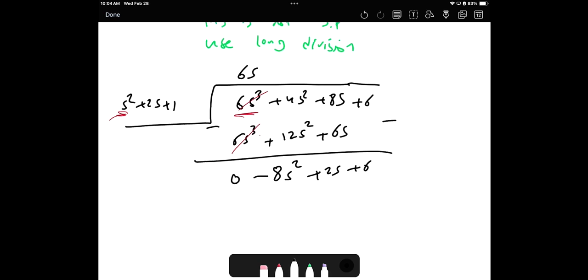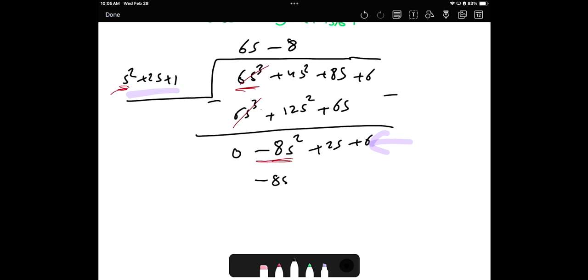Now, the next thing is, look, is this function strictly proper, or is this order lower than the order of the denominator? No. Then let's continue. How to continue the division? Look at the highest order, negative 8s squared divided by s squared, it will be negative 8. Now let's do negative 8 times this function. Negative 8 times s squared, negative 8s squared, negative 8 times 2s, negative 16s, negative 8 times 1, negative 8. Then let's do the subtraction.